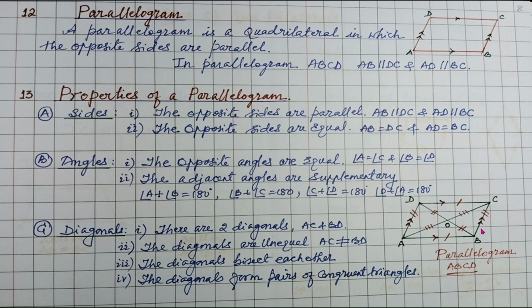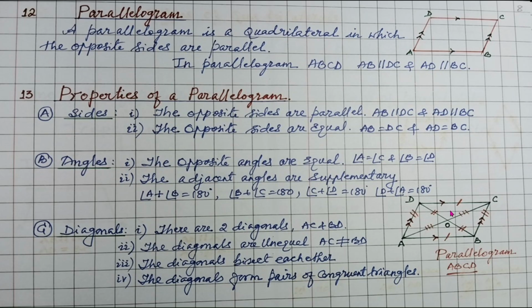The diagonals are unequal, that means AC is not equal to BD. Please remember, in the parallelogram the diagonals are unequal and the diagonals bisect each other. That means O is the midpoint of both the diagonals, or OA is equal to OC and OB is equal to OD, and the diagonals form pairs of congruent triangles.